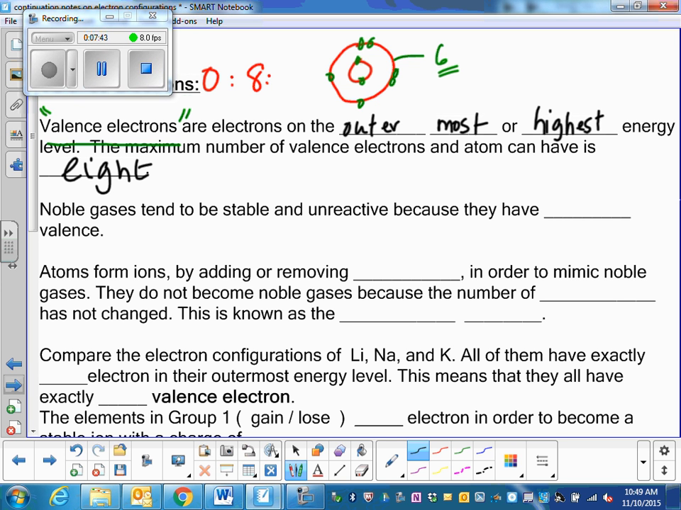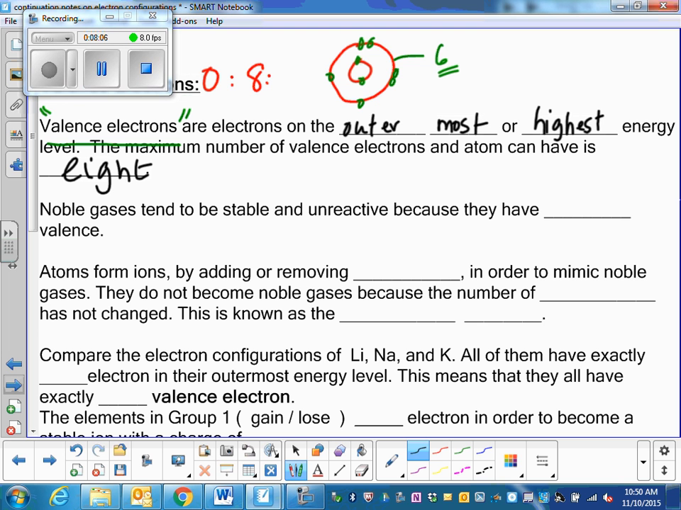Well, you may wonder what about the D and the F, which is 10 and 14. Is that right? You will realize when you write electron configurations that invariably the D gets tucked inside the S and the P, and it's never the outermost energy level. Okay? So it will never be the highest energy level.